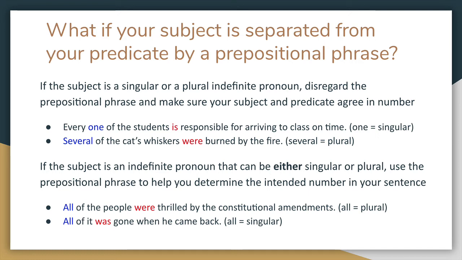You use the plural form of it, and it's were. However, if the subject is an indefinite pronoun that can be either singular or plural, then in that case, you will actually want to use your prepositional phrase or any of the wording around your sentence to help you determine the intended number in your sentence.